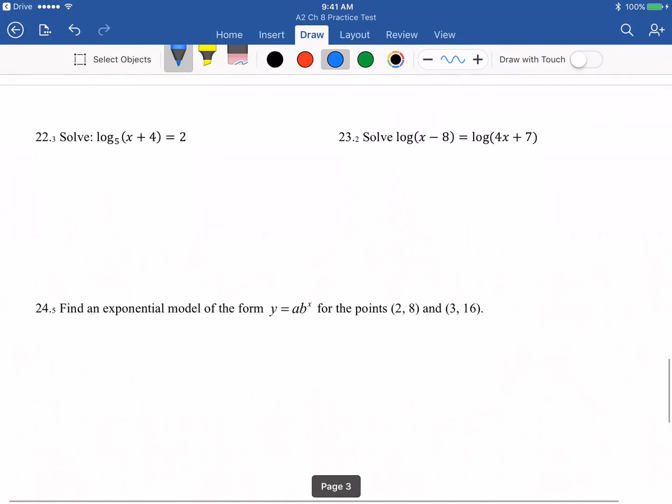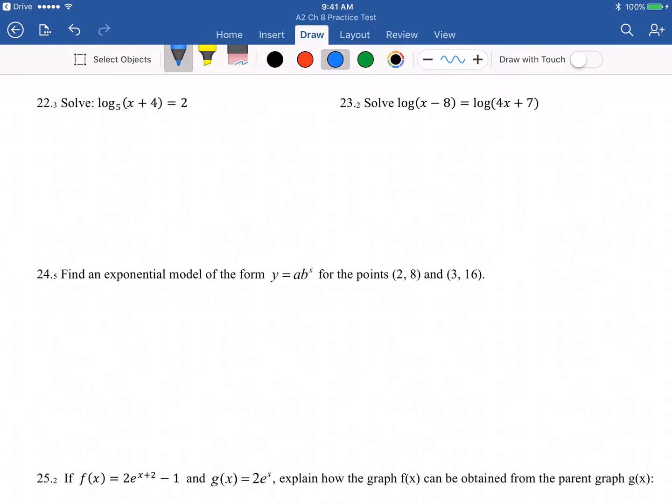All right, awesome. Getting on to the last page here. It asks us in number 22 to solve that log. Okay, remember, when in doubt, change the form here. So this is going to be 5 squared equals x plus 4.